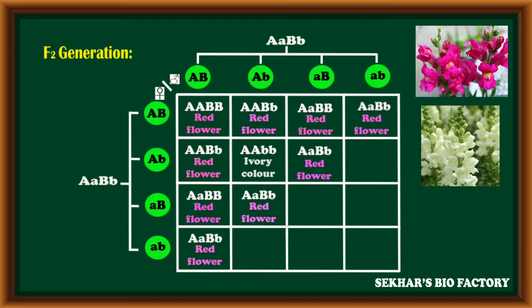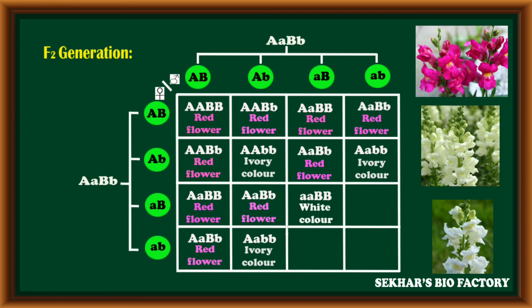The next combination, capital A, small b, becomes ivory color, one of the dominant traits. The next combination capital A, small b also becomes ivory color, and capital A, small b also becomes ivory color. So out of 16 offsprings, 3 offsprings are with ivory color flowers.